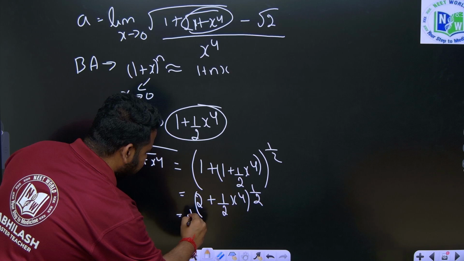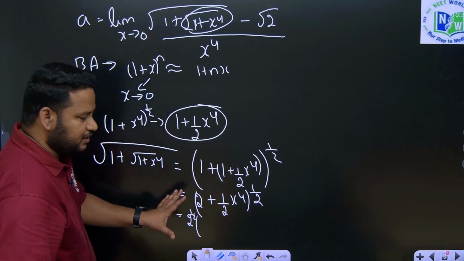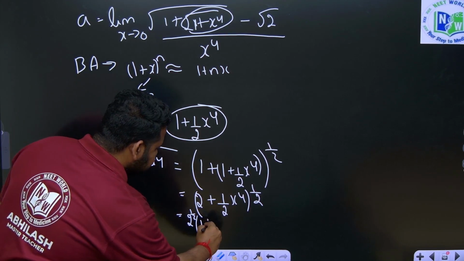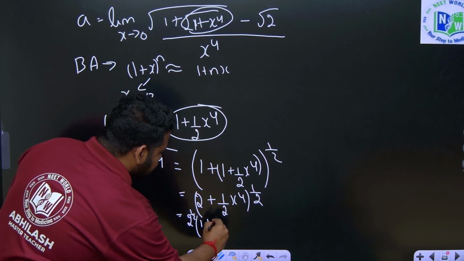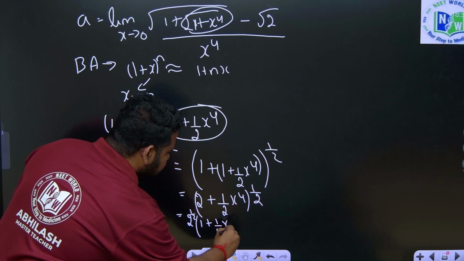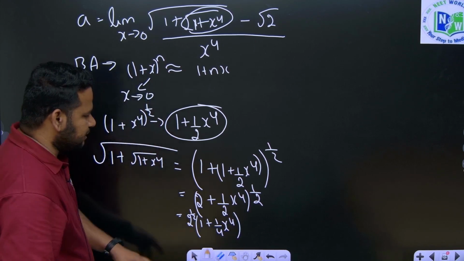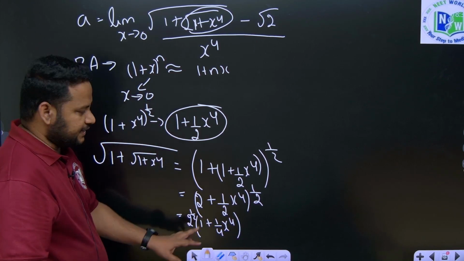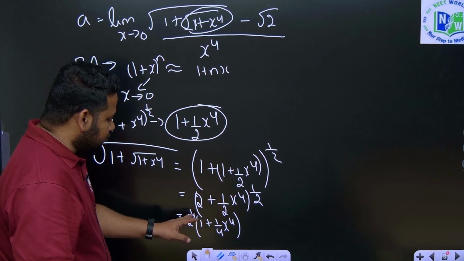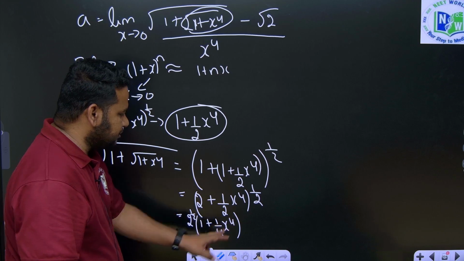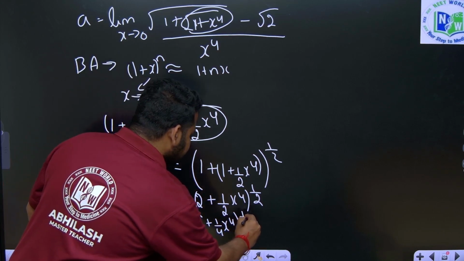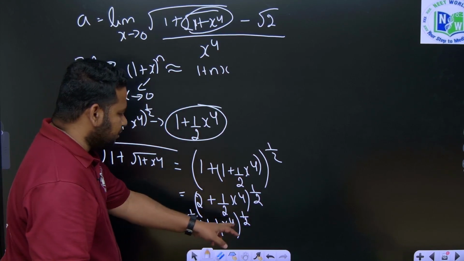This will become 2 to the power of 1 by 2 into 1 plus 1 by 4 into x to the power of 4. Correct? Now if I take 2 common, 2 to the power of 1 by 2 into 1 plus 1 by 4 into x to the power of 4, to the power of 1 by 2.